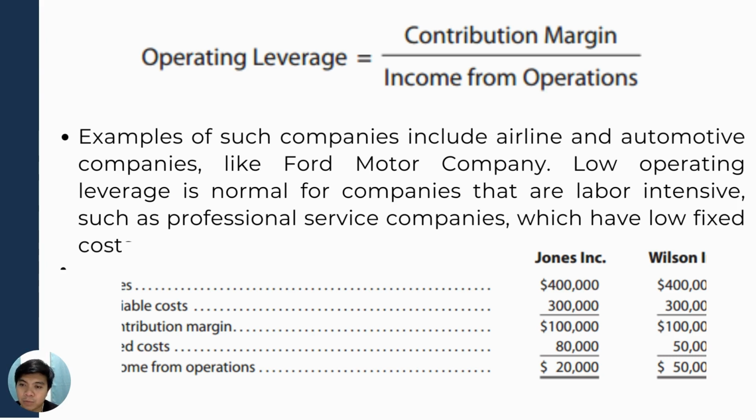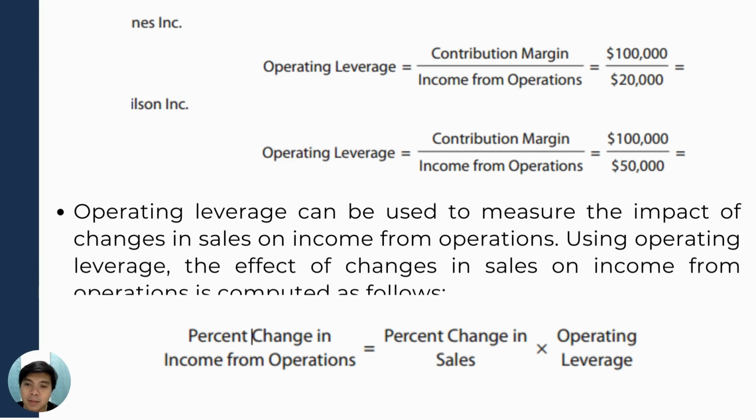However, Jones has larger fixed cost than Wilson. The fixed cost of Jones is 80,000 compared to Wilson, which is 50,000. The operating leverage for each company is computed as follows. In this slide, we will just divide the contribution margin over income from operations.